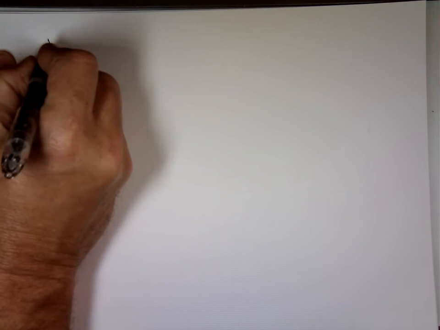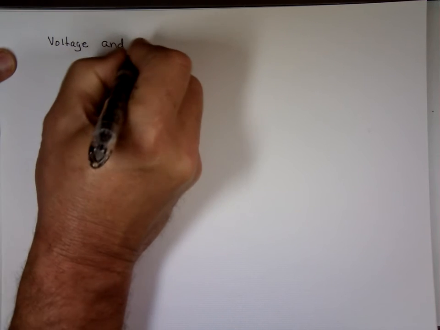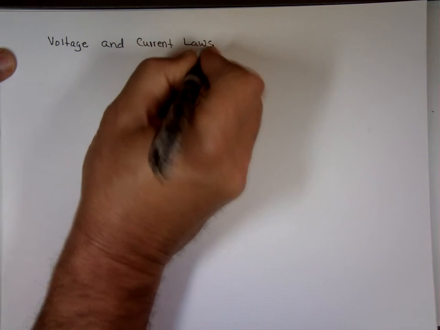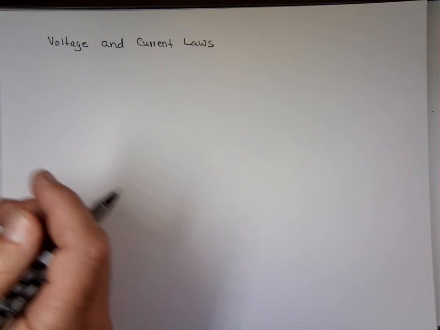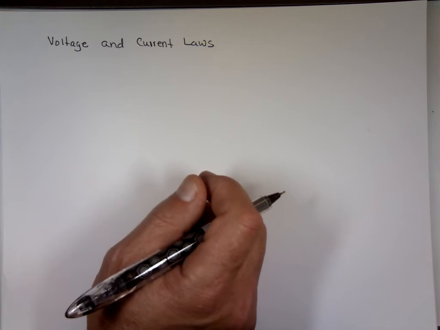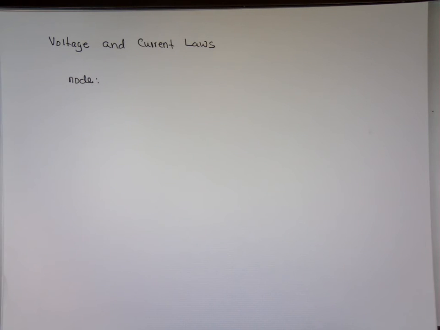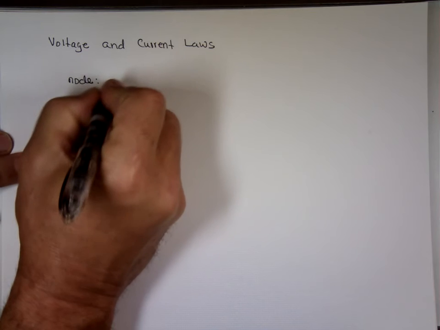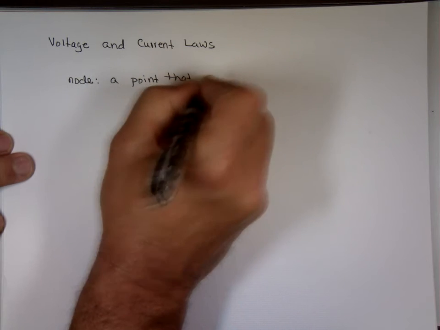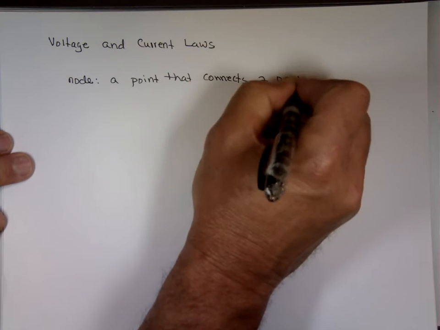Let's do voltage and current laws. Now let me talk about something called a node. A node is actually a point that connects two or more elements.